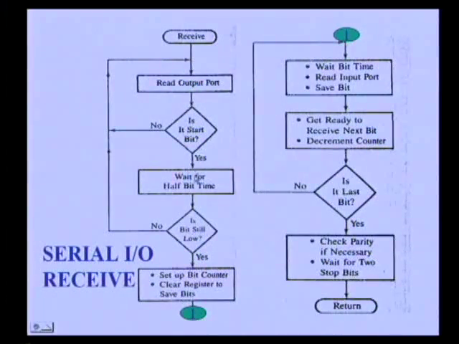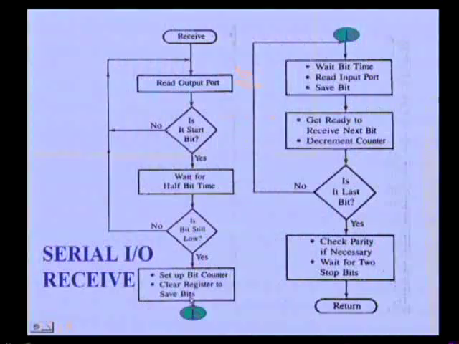Once it becomes 0, it goes out of this loop and waits for half bit time. After that it again checks whether the bit is still low, because due to some noise or some other reason, sometimes the input data may become 0 and it may not be a valid start bit. To confirm that, it waits for half bit duration and then continues. If the bit is still 0, then it treats it as the start bit and starts receiving the actual byte.